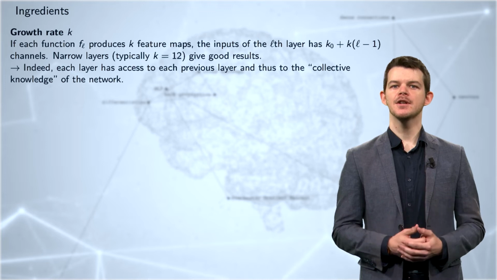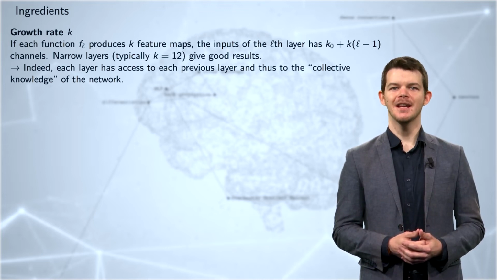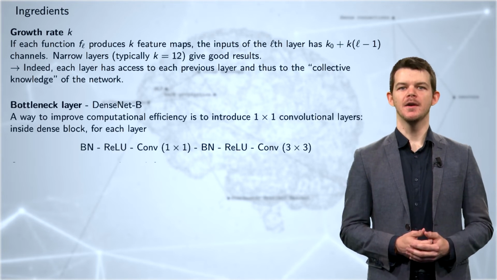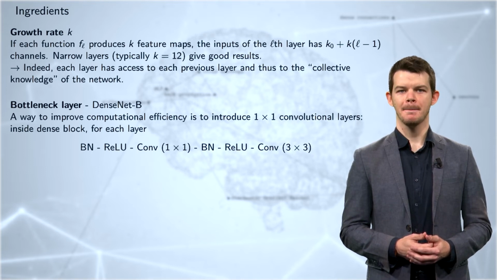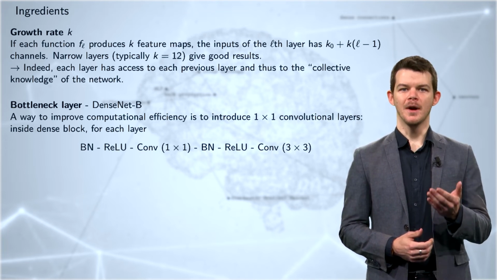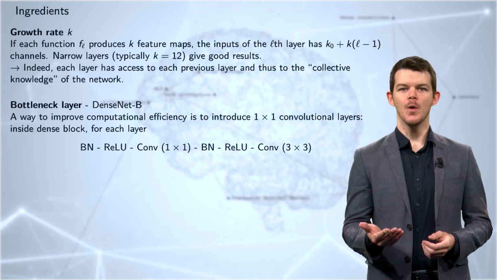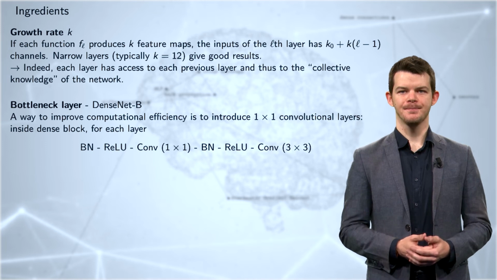As already mentioned, the growth rate is nothing but the number of feature maps created by each layer inside a dense block. Bottleneck layers, called DenseNet B, can be used to improve the computational efficiency of DenseNet. Bottleneck layers use 1x1 convolutions in the following way: batch normalization, followed by ReLU and 1x1 convolutions, which are followed by batch normalization, ReLU, and 3x3 convolutions.